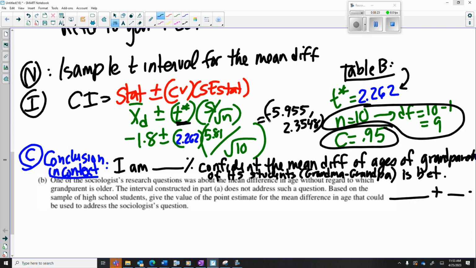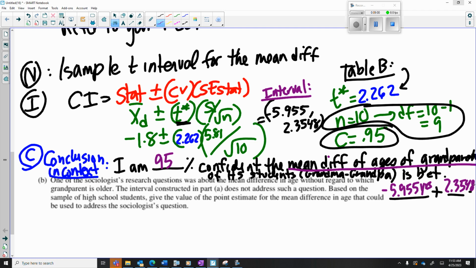Okay, so now I write my sentence, which is my conclusion in context. This sentence goes, I am 95% confident that the mean of the difference, and here I recommend you just go right back to the problem and just take their verbiage straight from the question. I'm 95% confident that the mean of the differences of ages of grandparents of high school students is between negative 5.955 years to 2.3548 years. Okay, so it's just a little different because you're using mean of the difference instead of the true mean.